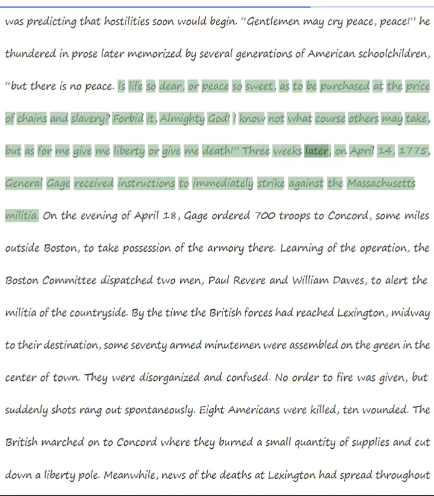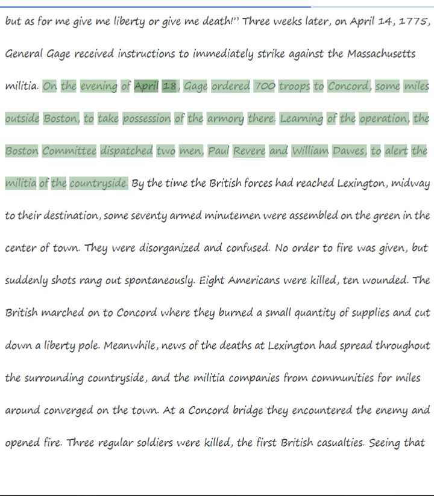Three weeks later, on April 14, 1775, General Gage received instructions to immediately strike against the Massachusetts militia. On the evening of April 18, Gage ordered 700 troops to Concord, some miles outside Boston, to take possession of the armory there. Learning of the operation, the Boston Committee dispatched two men, Paul Revere and William Dawes, to alert the militia of the countryside.